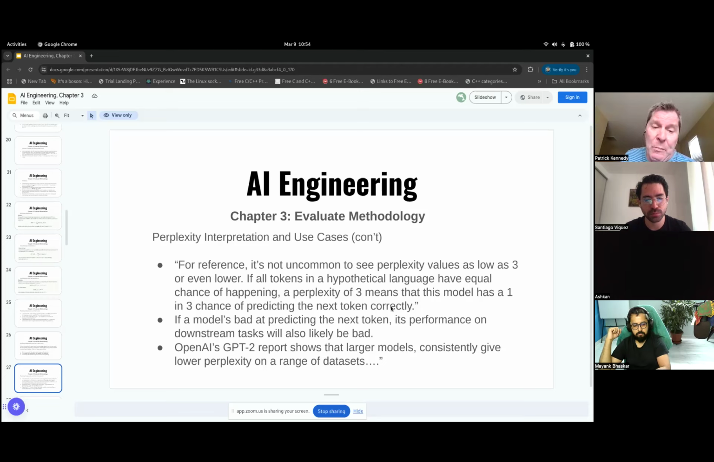If a model is bad at predicting the next token, its performance on downstream tasks will be bad, obviously. And the OpenAI GPT-2 report shows that larger models consistently give lower perplexity. And so that's why, for a long time, they wanted larger and larger models. But now there's also a big trend in making smaller models that are quite powerful as well. And some of these small models are really amazing.